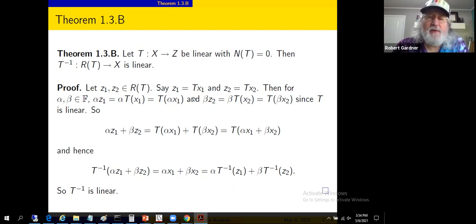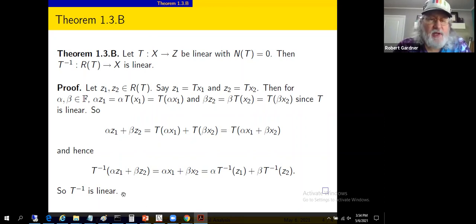Don't think of it as composing somehow, maybe taking T inverse of both sides. It's straight up the definition of T inverse. It's even easier. So T inverse of Z1 equals X1. We'll make that substitution. Here's X2. Similarly, T inverse of Z2 equals X2. Make that substitution. And that gives us this.